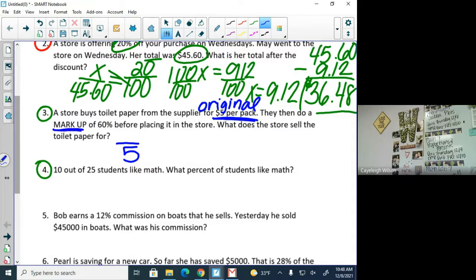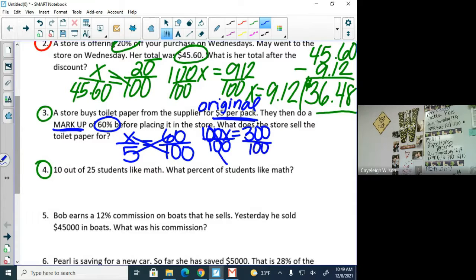They're marking it up by 60%. So I know the percent is going there, and I'm going to find how much they're going to mark it up by. So X times 100 is 100X. 60 times 5 is 300. Divide by 100. And I find that they're going to mark it up by $3.